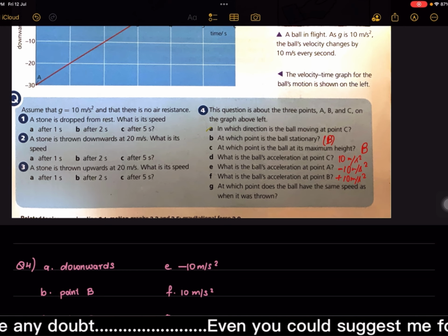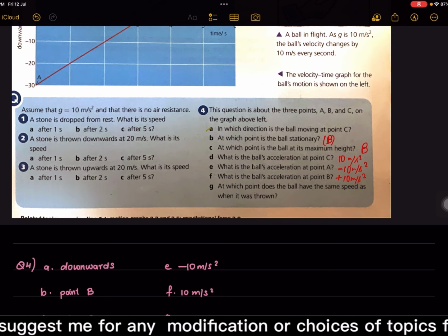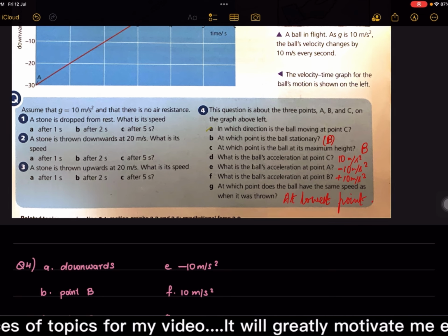At which point does the ball have the same speed as when it was thrown? When it reaches right back, at lowest. This was an intelligent question.